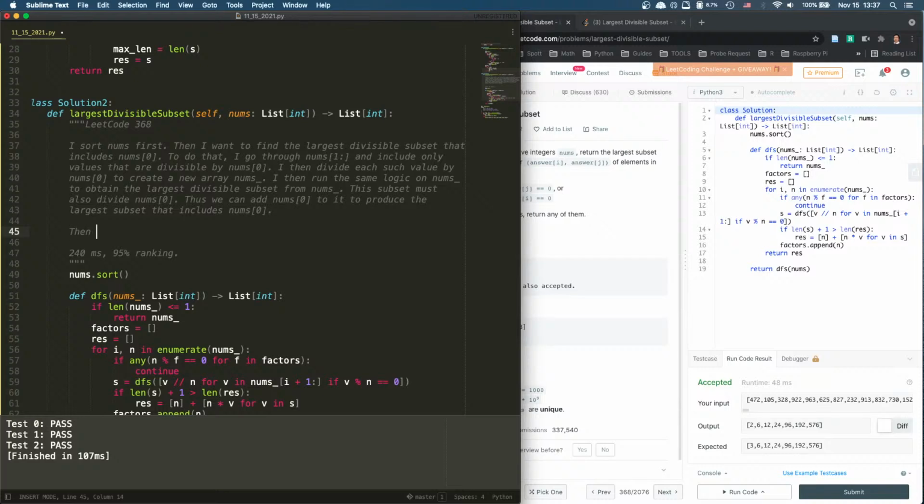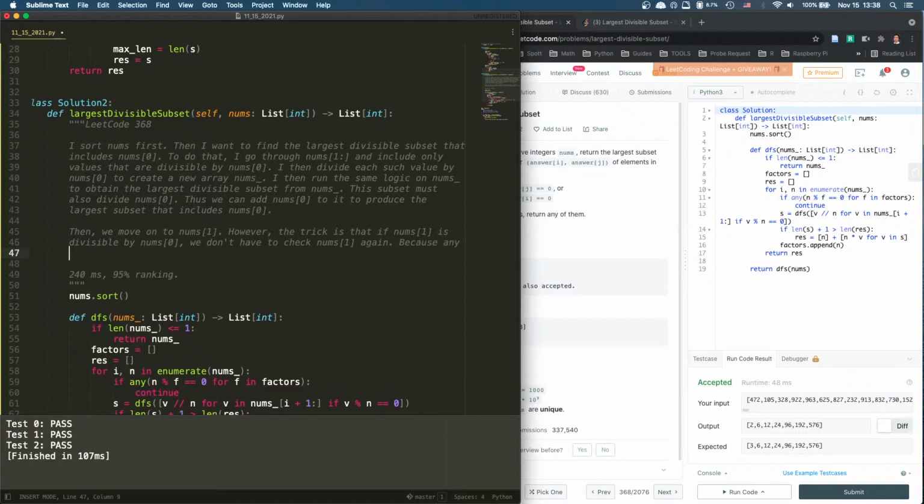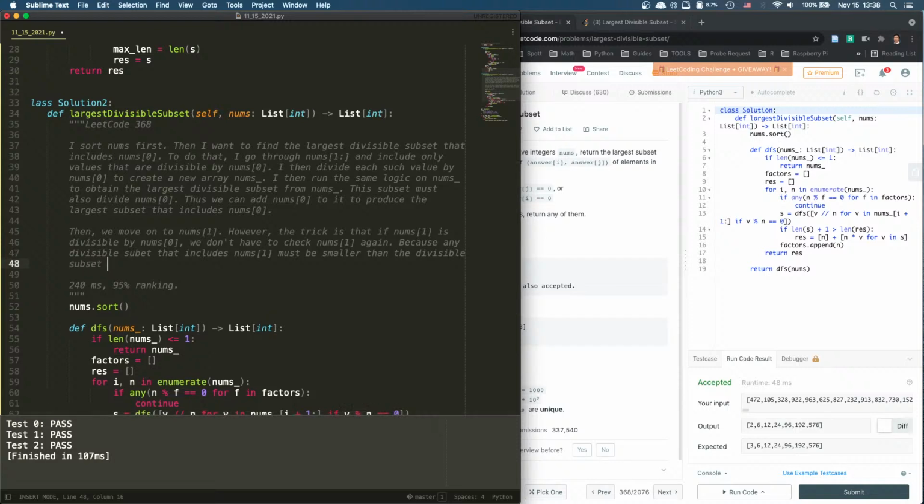Okay. Then we move on to nums 1. However, the trick is that if nums 1 is divisible by nums 0, we don't have to check nums 1 again, because any divisible subset that includes nums 1 must be smaller than the divisible subset that includes nums 0.